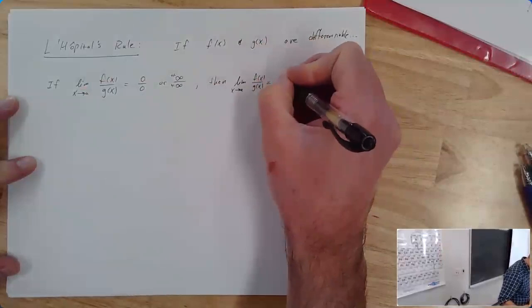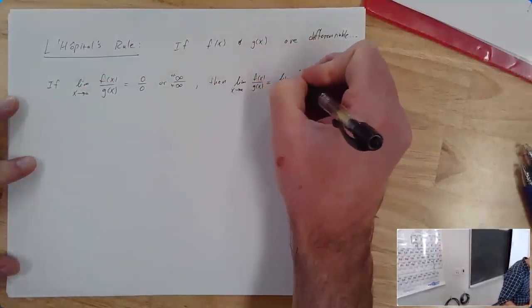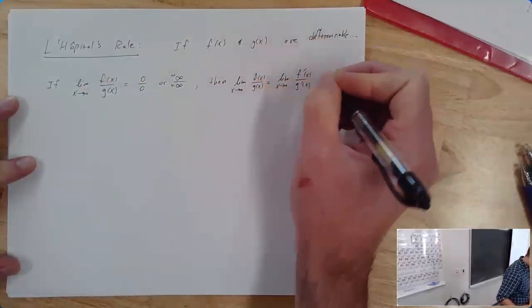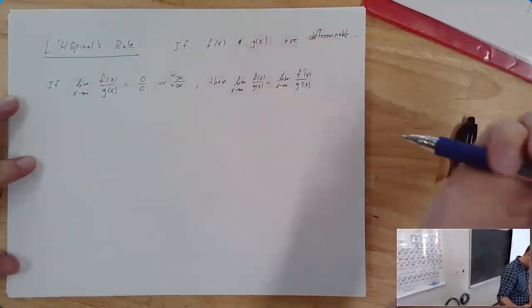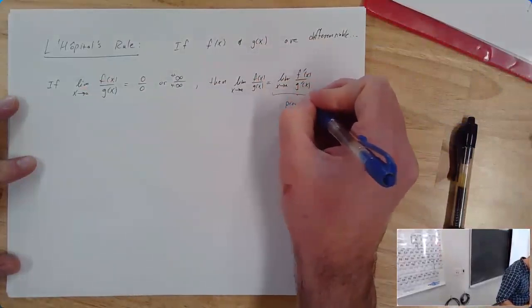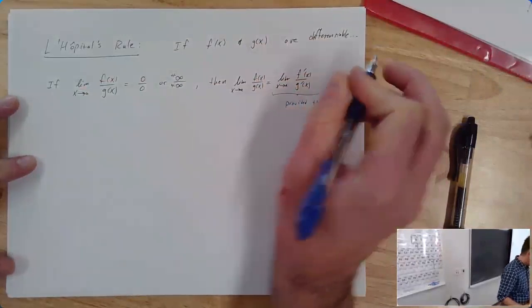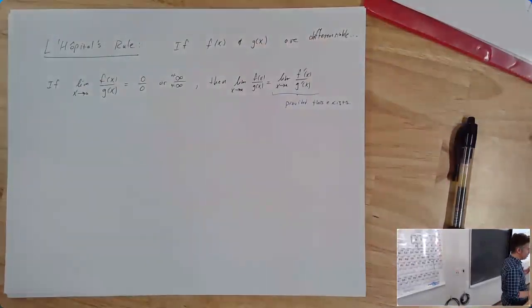Then we can say that the limit as x approaches a of f of x over g of x is equal to the limit as x approaches a of the derivative of f of x over the derivative of g of x, provided this exists. So if you do L'Hopital's rule for something and you get a limit that doesn't exist, you kind of have to go back to the drawing board.